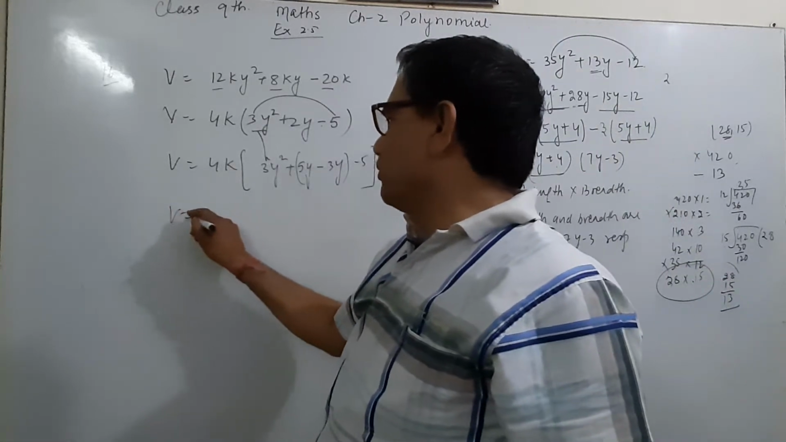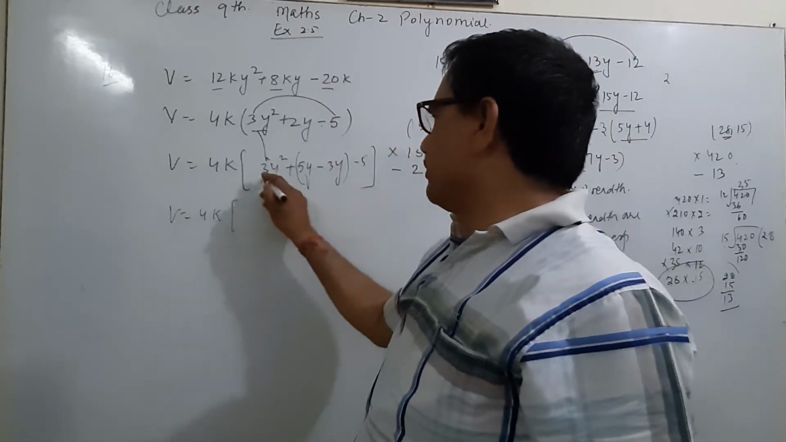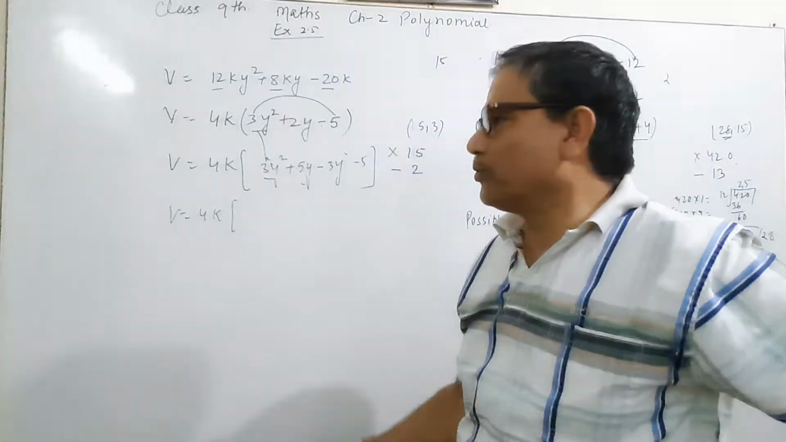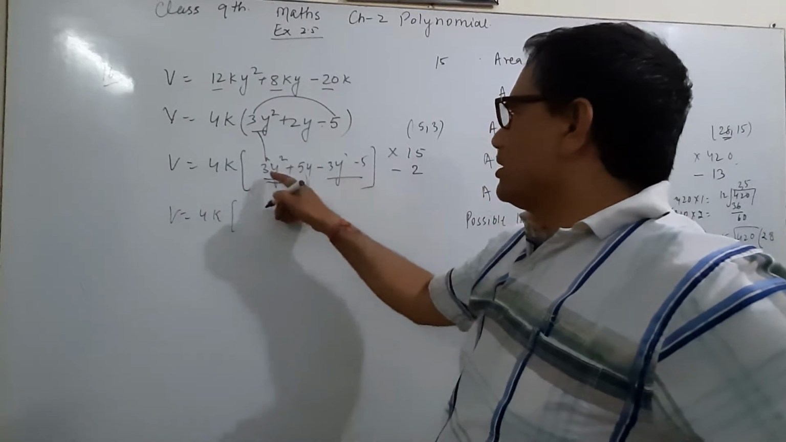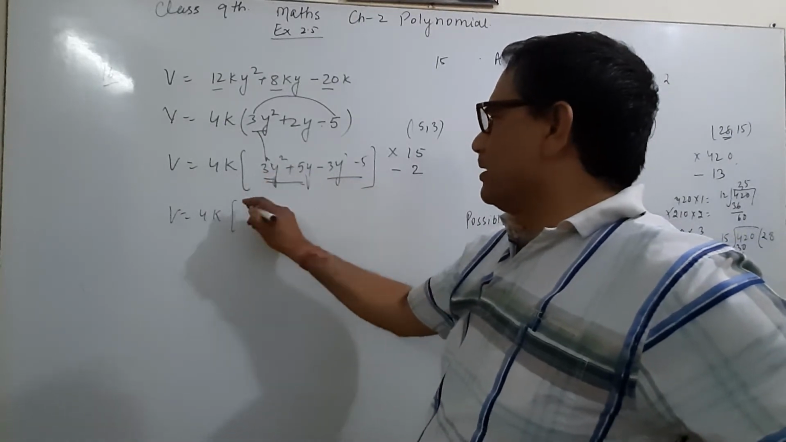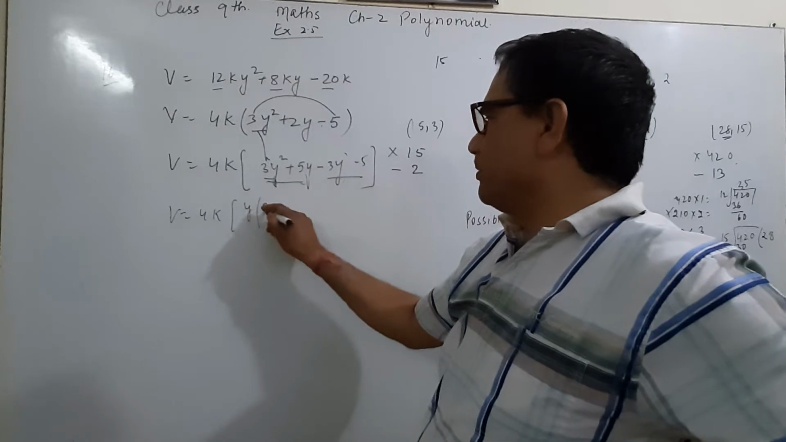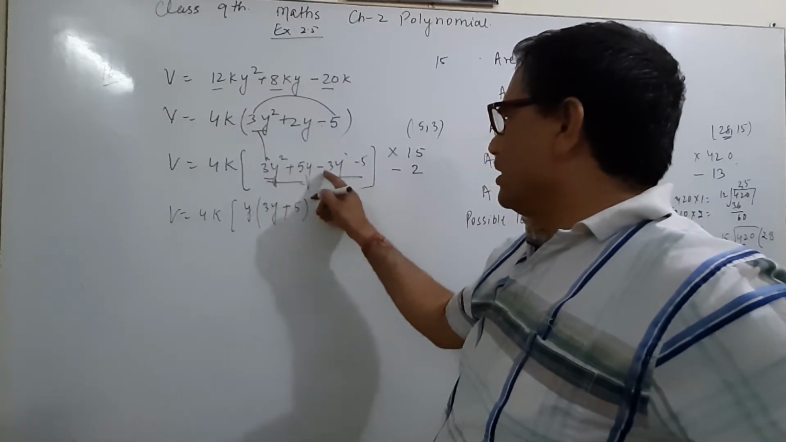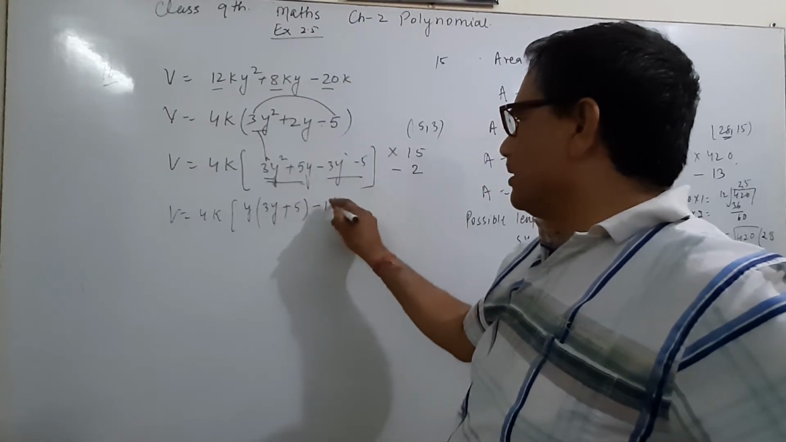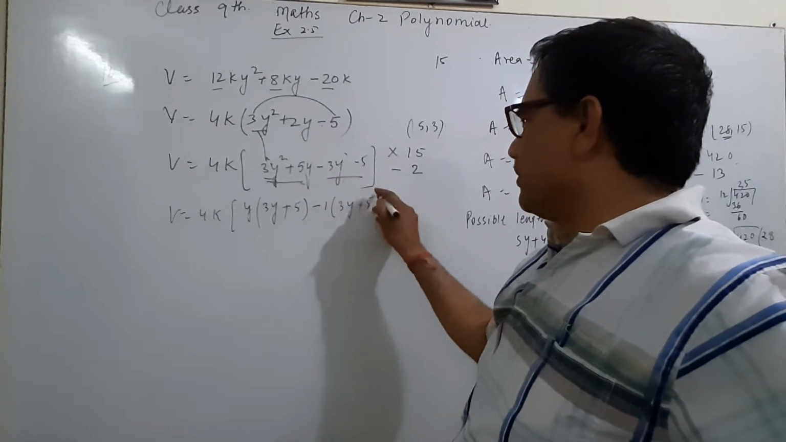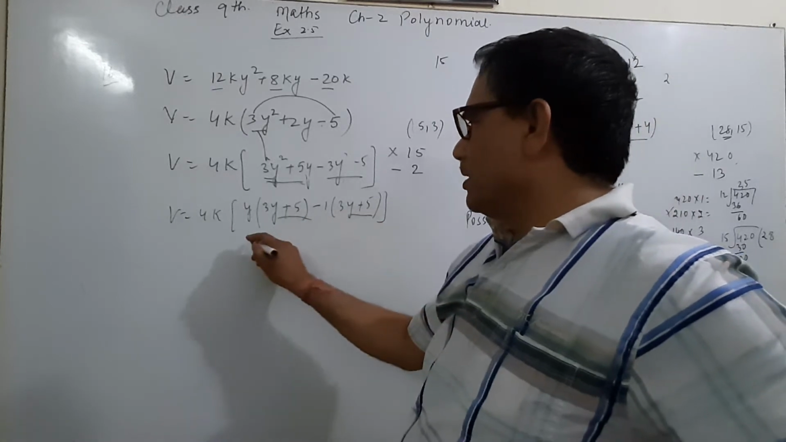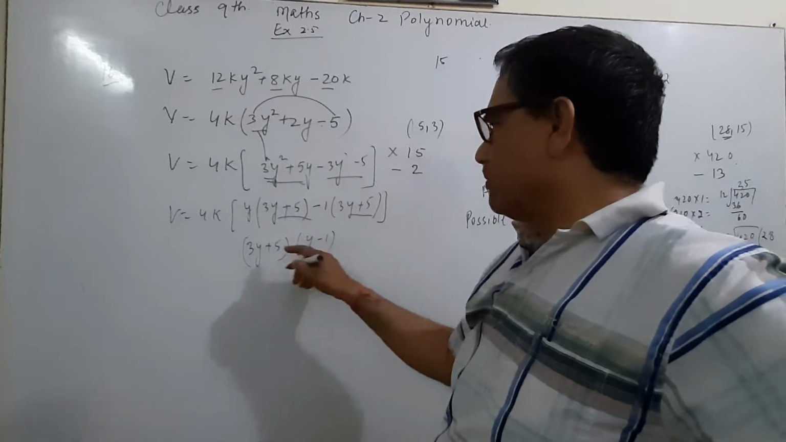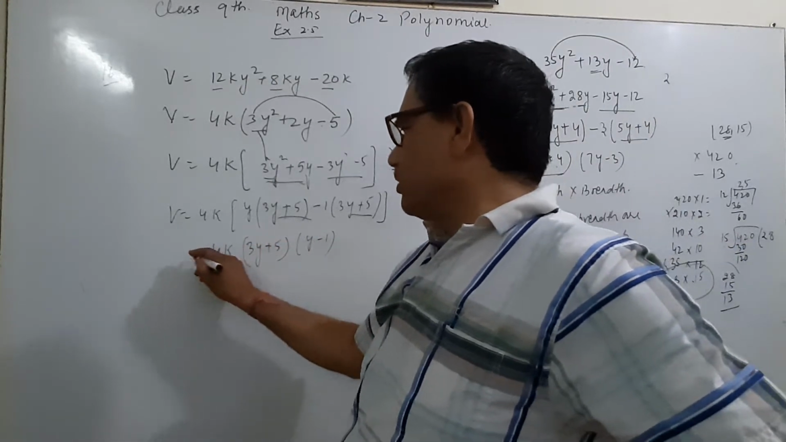Now V is equal to 4k, and what is left? We need to put a bracket. In case of plus, there is no need to put a bracket. Make pairs. What is common? Here common is y. What is left? 3y plus 5. Minus, what is common? 1, so y minus 1. Both brackets are the same, 3y plus 5. What is left? y minus 1. And 4k, which is equal to V.